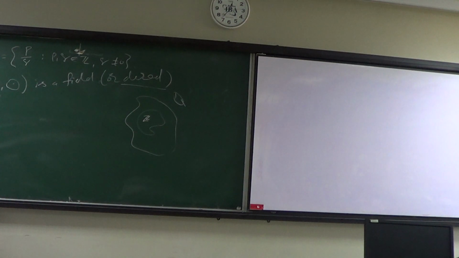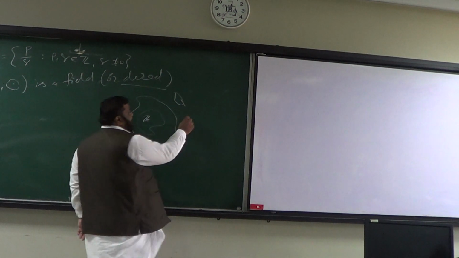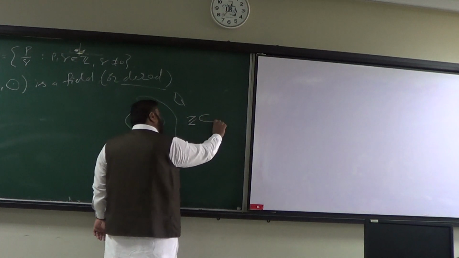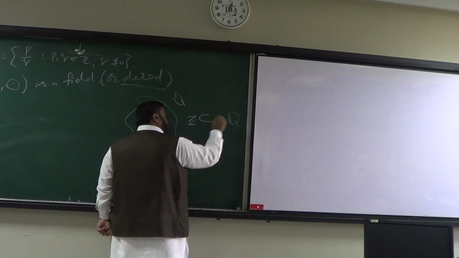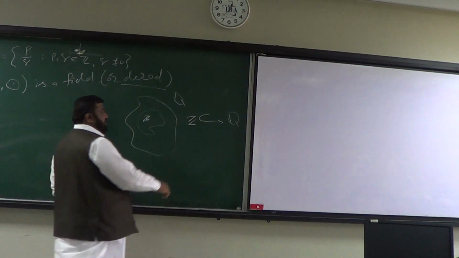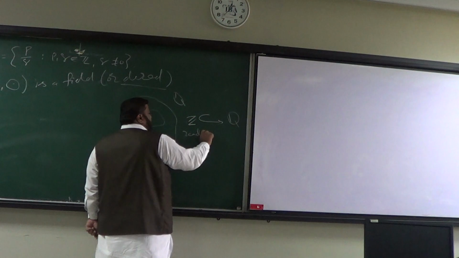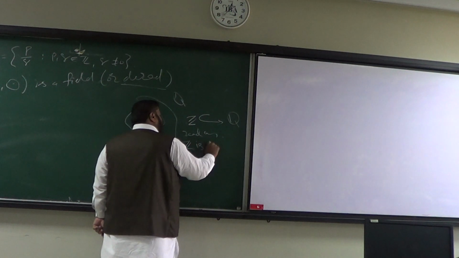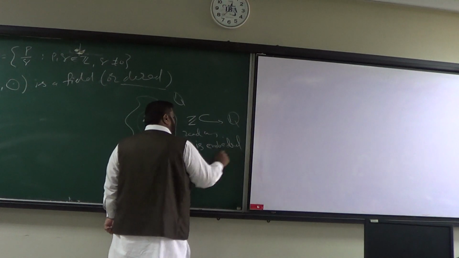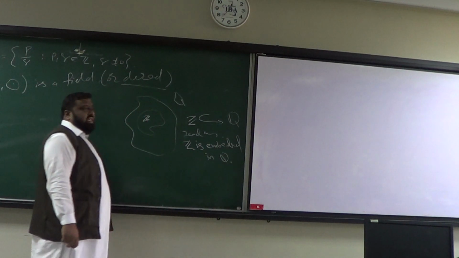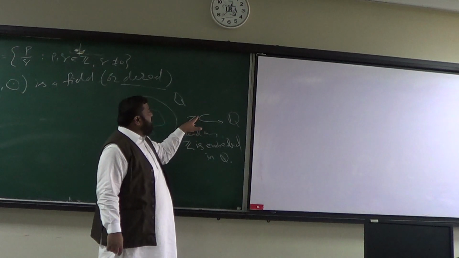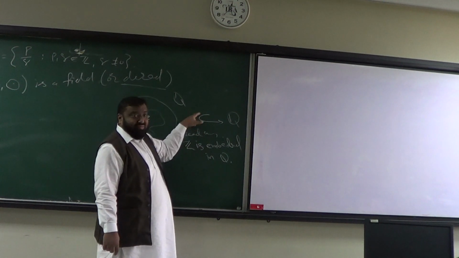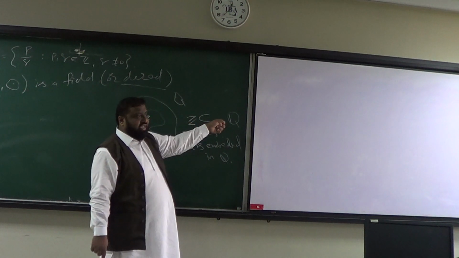That's a key thing that I would like to emphasize. Technically we call it that Z is embedded in Q. That's a symbol that we are going to use. You read it as Z is embedded in Q. So in other words, within Q there is a photocopy, or maybe isomorphic copy, of Z sitting inside Q.